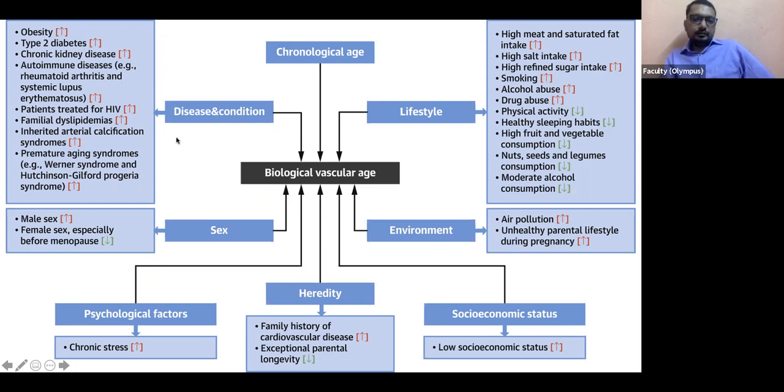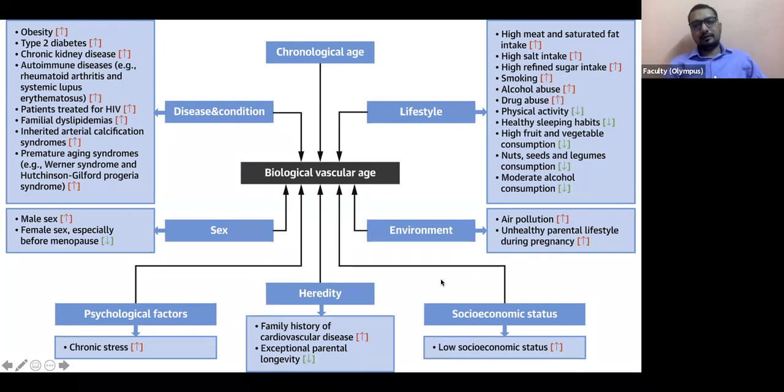Then disease condition. What disease condition? Let's say you are going through type 2 diabetes. Are you going through any autoimmune disease? Type 2 diabetes, autoimmune diseases, obesity. Are you obese? These types of disease conditions, infections, and other physiological conditions may influence your biological age. Obesity, type 2 diabetes, heart problems, kidney problems, they all increase biological age.